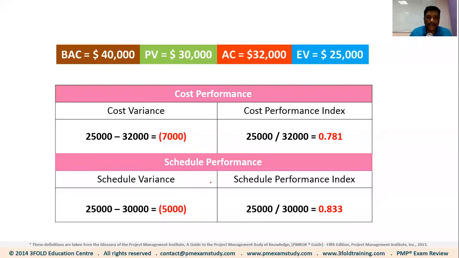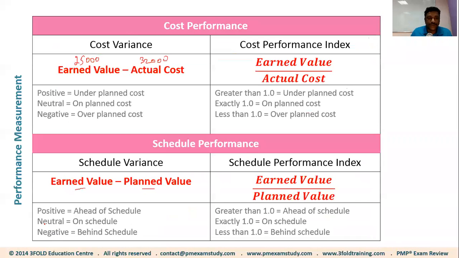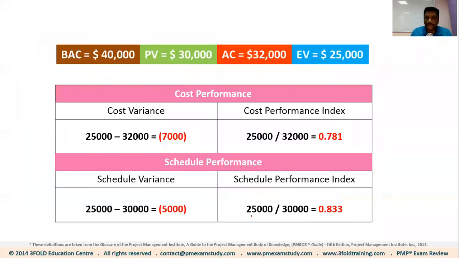What do we mean by negative $5,000? It means, as you can see here, whenever the value is negative, you are behind the schedule, right? Whenever the value is positive, when you have a positive schedule variance, you are ahead of schedule. When there is no variance, when the schedule variance is 0, everything is going as per the plan. Okay, like we find CPI, we can also find the SPI, which is Schedule Performance Index, where the formula is earned value over planned value, sorry. So it's going to be 25,000 divided by 30,000.